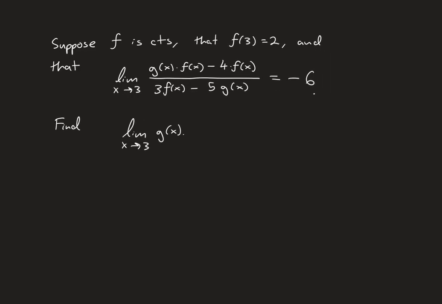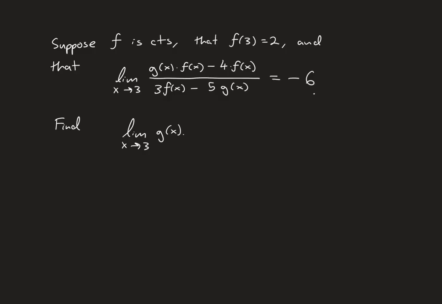Okay, so here's a famous type of question that you guys could get. This is one of my favorites because it's really like an algebra question disguised as a calculus question. We know here that f is continuous, that f of 3 is equal to 2, and that this gross limit is equal to negative 6. We want to find what the limit as x approaches 3 of g of x is, given it exists.